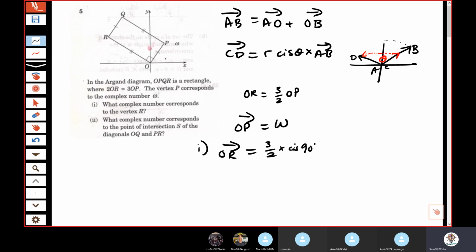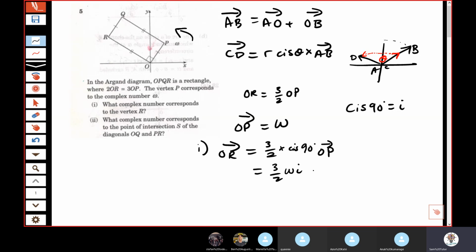90 degrees. Oh, don't forget, I should have said that. Anti-clockwise is positive, as we have been assuming usually. Cis 90, and then of what? W, of OP. Isn't OR 1.5 times, rotated at 90 degrees, of OP? Done, you're finished. What you'll learn in this topic as you keep doing a few is that cis 90 is i. So 3 over 2 omega i. Done. Questions?